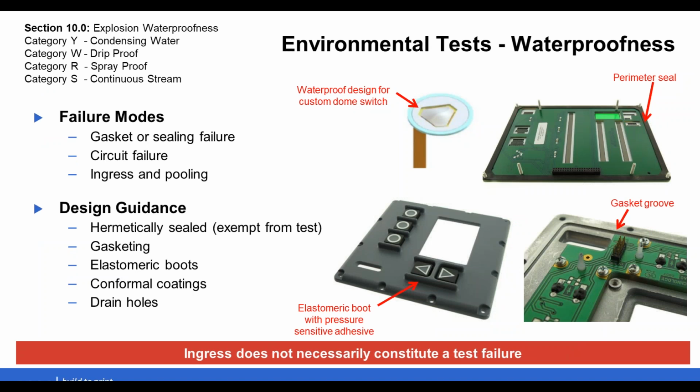Waterproofness is probably, along with sand and dust, one of the most challenging tests to pass for user interface products. This is because typically user interface products are riddled with buttons, keypads, places that water can enter and wreak havoc on the system. The tests defined in DO-160 range from a fairly benign condensing water test, which is in Cat W of Section 10, Cat Y of Section 10, all the way to a fairly heavy-duty continuous stream defined in Cat S within Section 10.